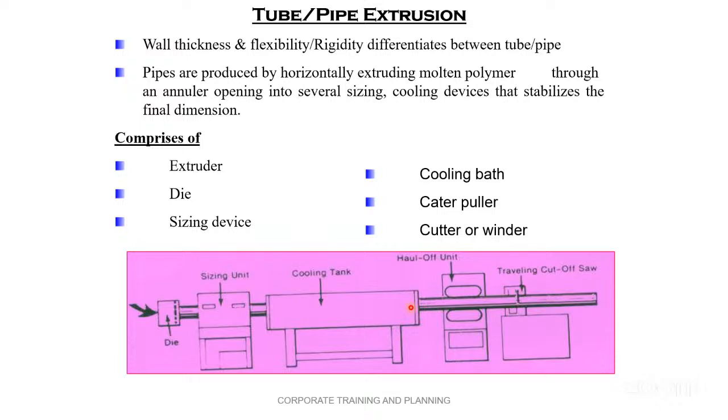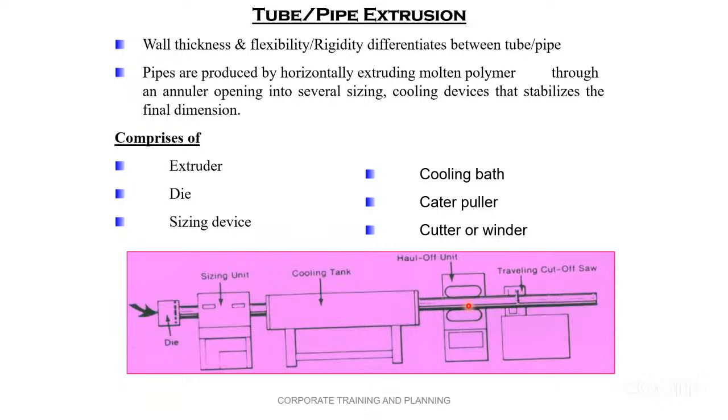Now, after a cooling tank, friend, there is a haul-off unit. There are belts, maybe of polyurethane material, two endless belts. They rotate counter-wise like this, and there is a continuous pulling force on the pipe.